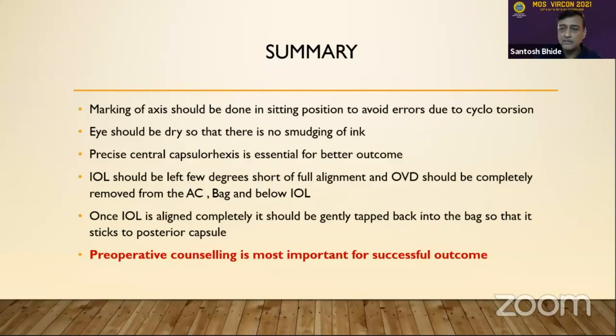Marking of the axis, some of the basic tips I'm going to share. Marking of the axis should be done in sitting position so as to avoid errors due to cyclotorsion. And believe me, the cyclotorsion can be as high as 27 degrees. Eye should be dry before marking so that there is no smudging of the ink. But it's better not to use ink. As Dr. Suvira has said, you can use a hockey stick and just make an impression on the corneal epithelium, which lasts throughout the surgery. Precise central capsular axis is essential for better outcome.